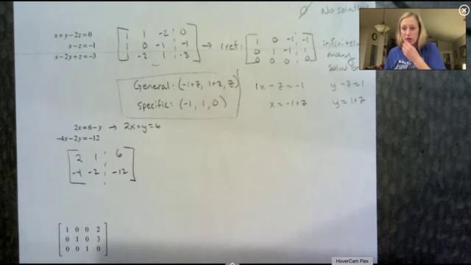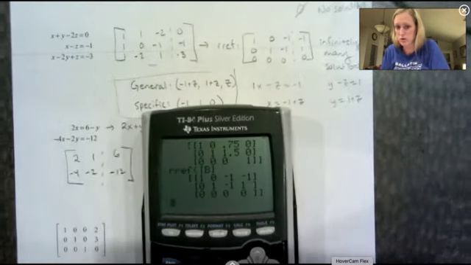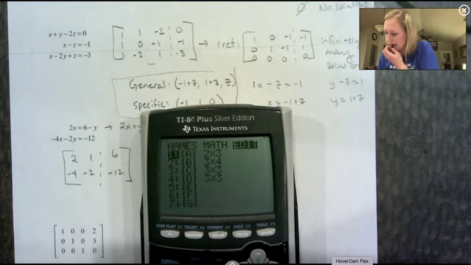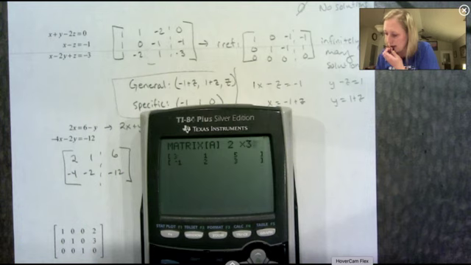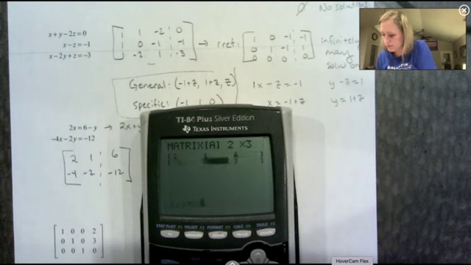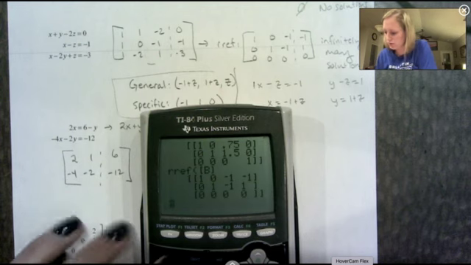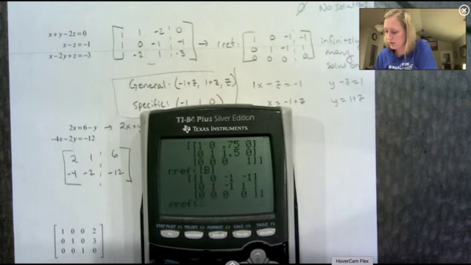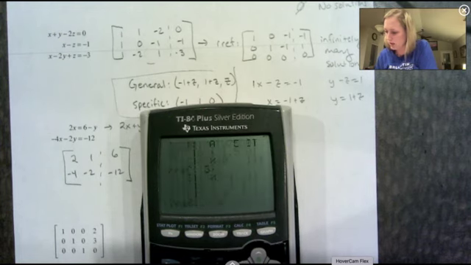Okay, so this is a 2 by 3. So when I go into edit, I'm going to use my A there. It's already a 2 by 3. Enter these values. Okay, reduced row echelon form. And this time we did matrix A.